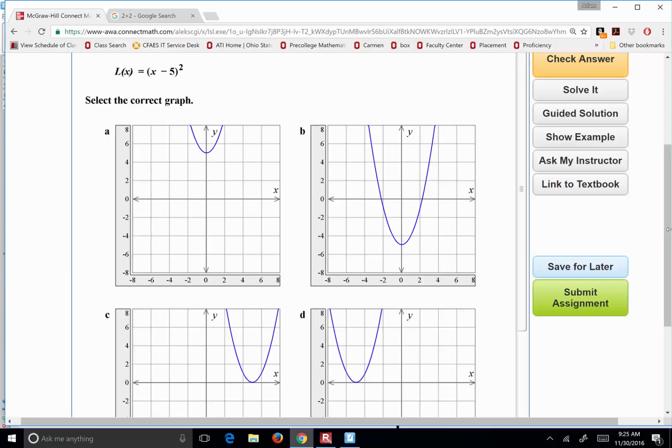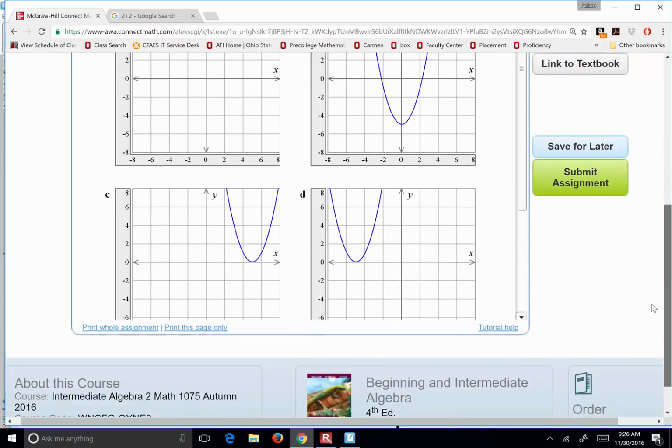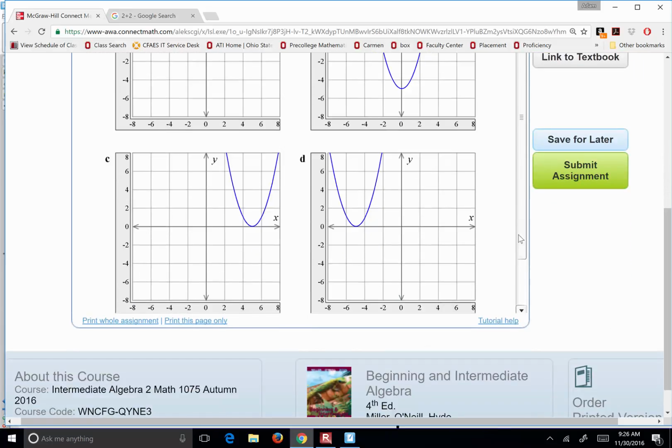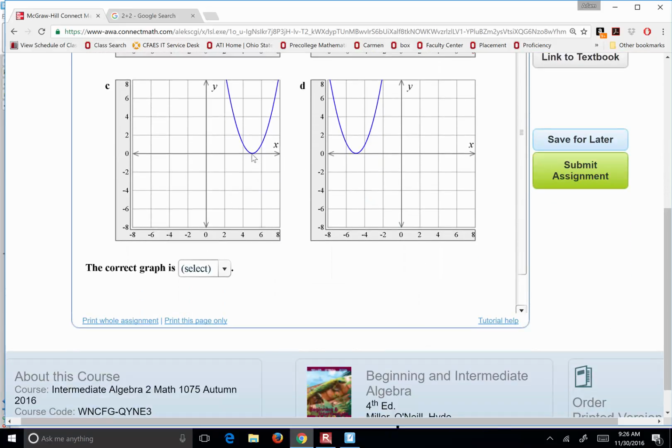Alright, that's true. It's C, number 3, C. Because minus 5 is gonna shift it 5 right. I just wanna make sure, is this 5 though? Between 4 and 6, yep, it's 5.